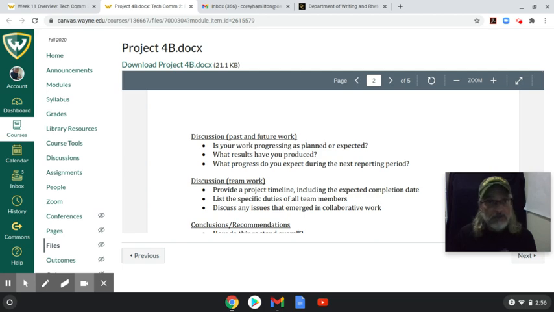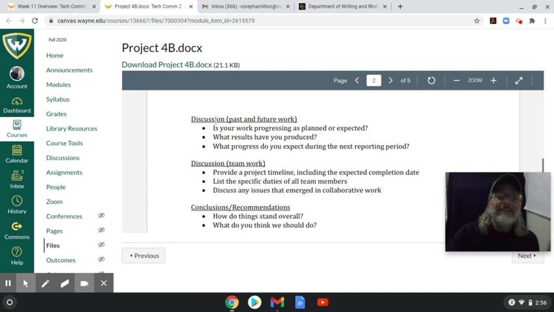No more than 6 words. You can use a graphic or something like that, but we still want to limit the amount of verbiage that would be distracting from listening to you speak extemporaneously about the project and the process. So you've got past and future work right here. As far as main body sections, you've got the introduction, discussion about past and future work, discussion about teamwork, and then the conclusions. So give us a sense of what's happened, what's going to be happening, and what progress you expect.